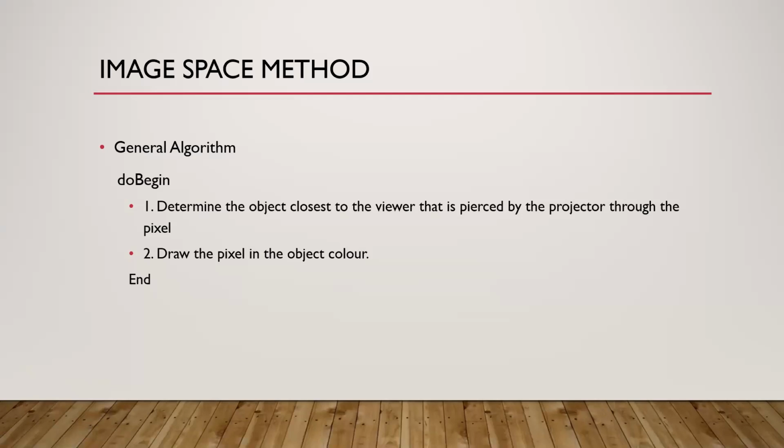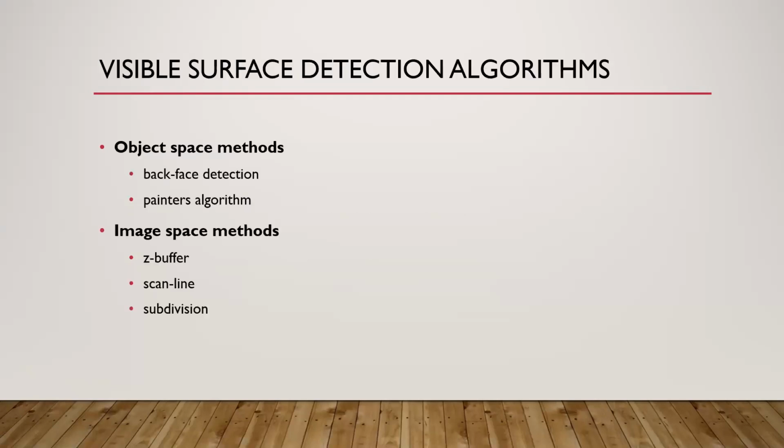So I hope you have understood the general approaches called object space method and image space method. Clear? Now, as I told you, each of the object space and image space methods has different sets of algorithms, but they basically follow the general algorithm which I have explained earlier. The object space method has two algorithms we are going to study here, backface detection and painter's algorithm. Under image space methods, we are going to study the Z buffer, the scanline, and Warnock's subdivision algorithm.